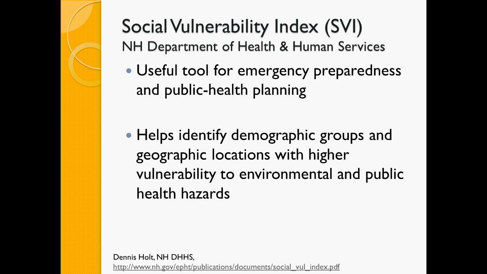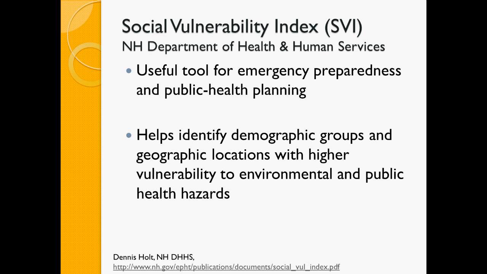And the next part that I just want to mention, because it's a really useful tool, is that next step where it looks at a whole series of social determinants of health, a whole series of indicators, and creates an index: the Social Vulnerability Index. This has been used a lot across the country for emergency preparedness planning and for public health planning. And the New Hampshire Department of Health and Human Services actually created an SVI tool for the whole state.